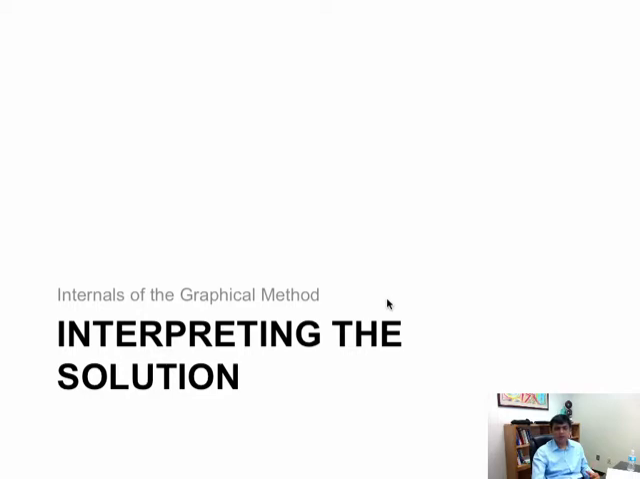Now, what we will do is we will look at the internals of the graphical method. So how is the graphical method able to identify the maximum or minimum value of the objective function for us? So let's interpret the solution.